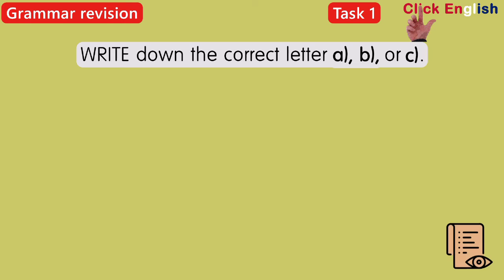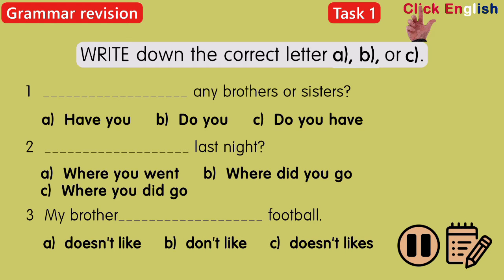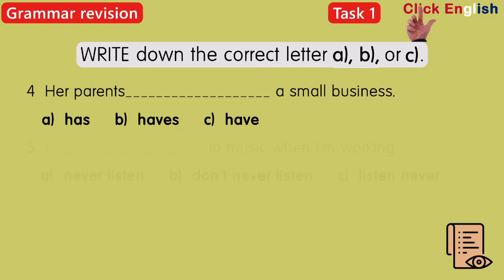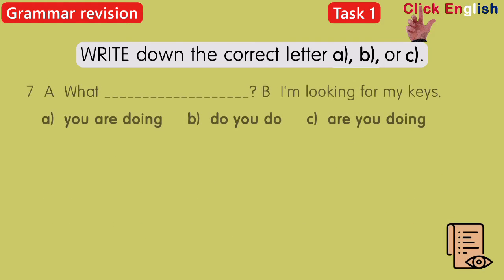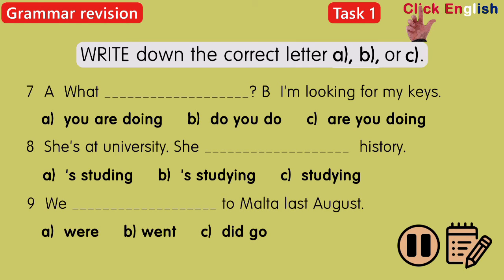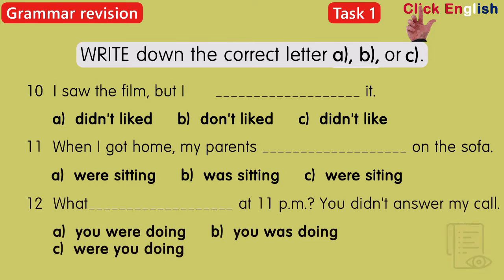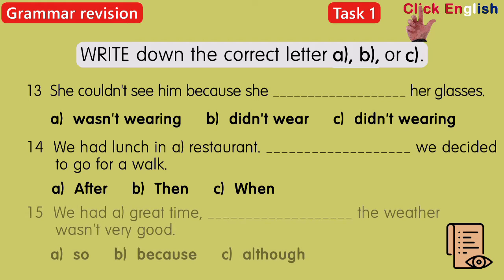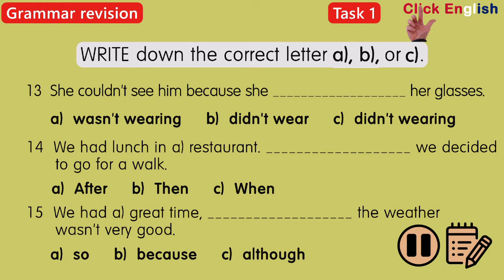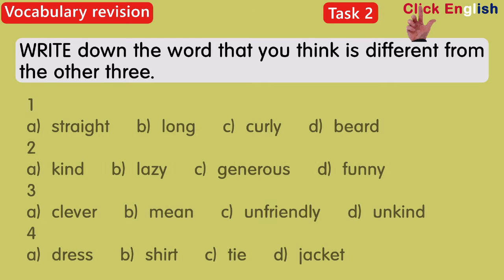Write down the correct letter, A, B, or C. Write down the word that you think is different from the other three.